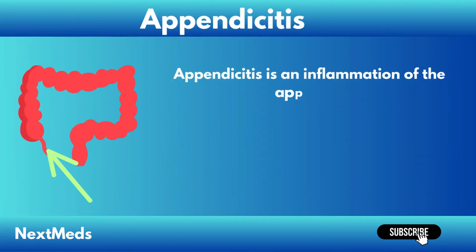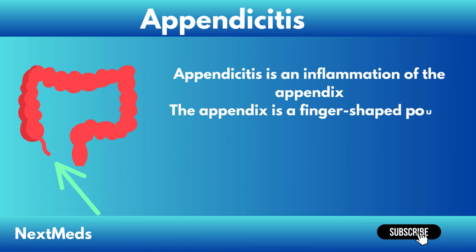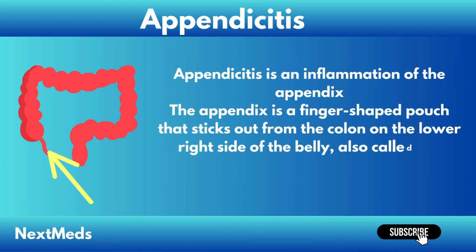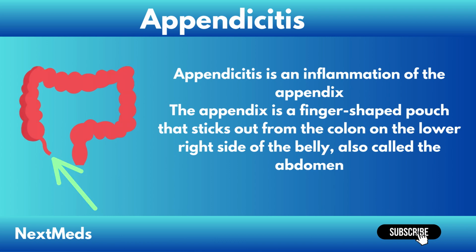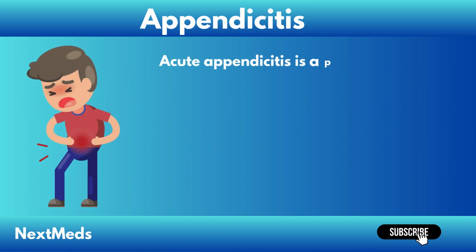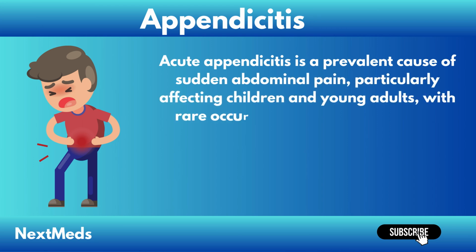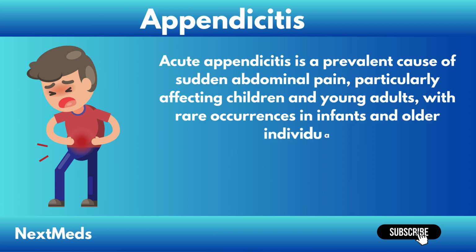Appendicitis is an inflammation of the appendix. The appendix is a finger-shaped pouch that sticks out from the colon on the lower right side of the belly, also called the abdomen. Acute appendicitis is a prevalent cause of sudden abdominal pain, particularly affecting children and young adults, with rare occurrences in infants and older individuals.